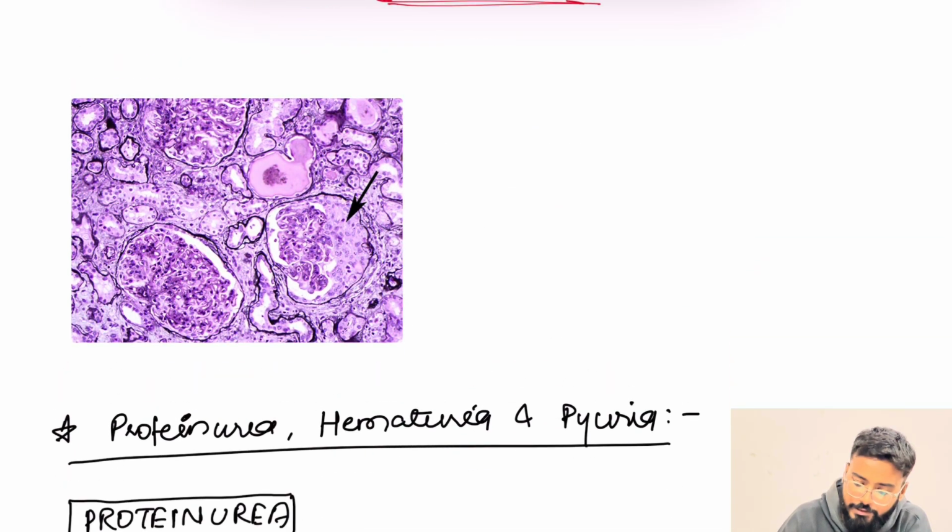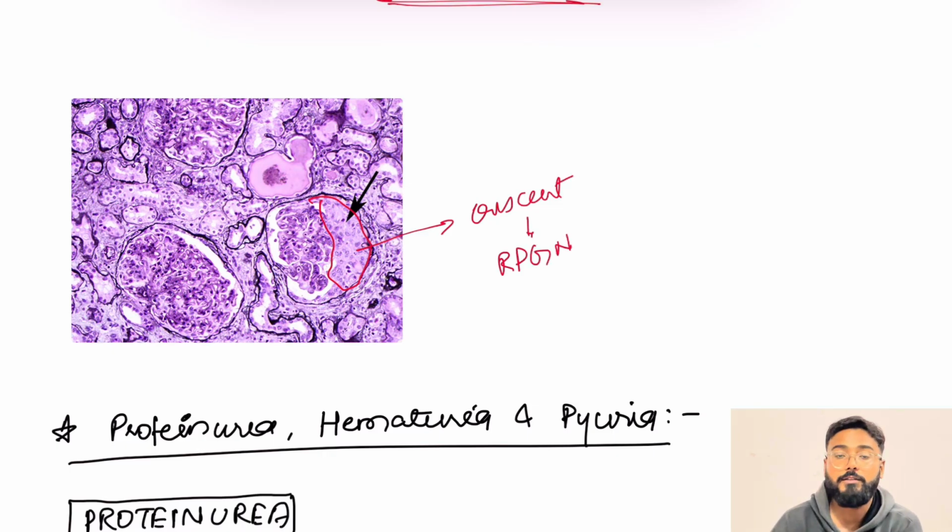Now in this picture you can appreciate the crescent formation, which you are going to see in case of rapidly progressive glomerulonephritis. This is the really differentiating feature of RPGN, where you are going to see this crescent. I hope you can appreciate this. This is your crescent. So what is a crescent?